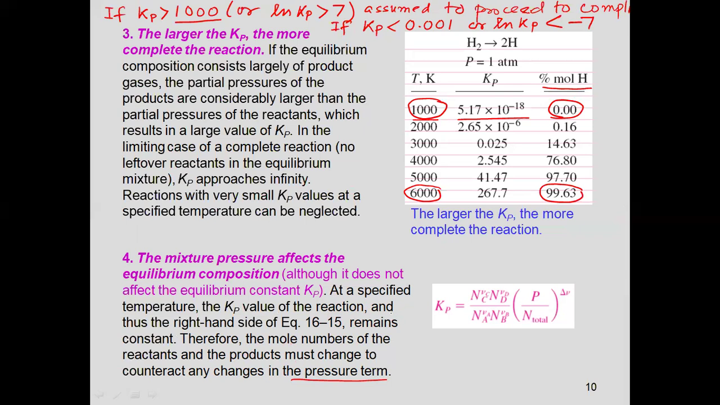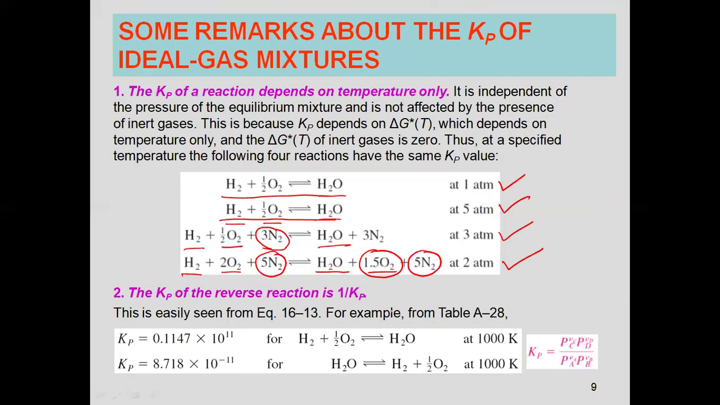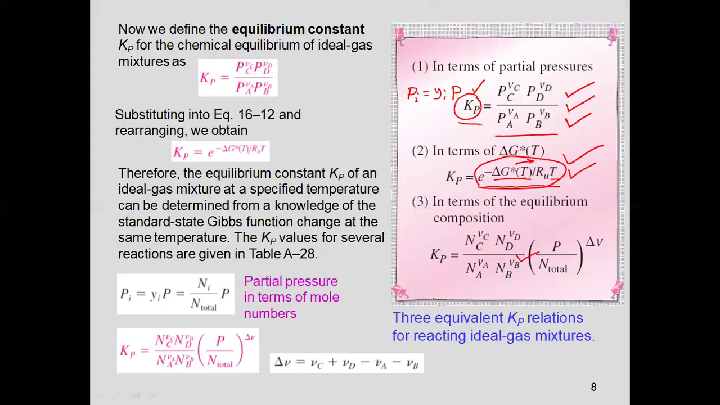So the pressure term will change and the number of moles will change accordingly, so that the change in the pressure will be counteracted by the number of moles. That is the point. So you see this term, the last one. If the total pressure is changed, so this will change, right?